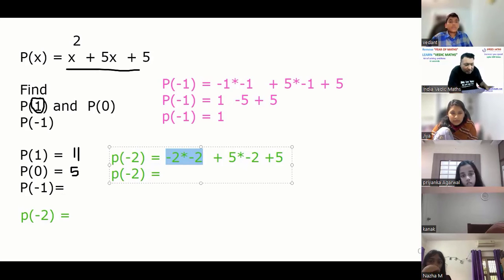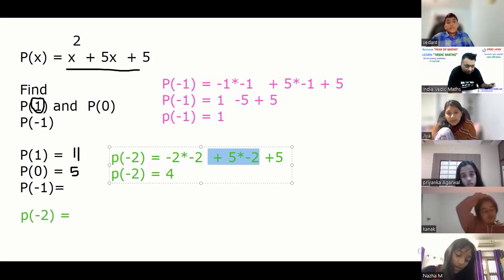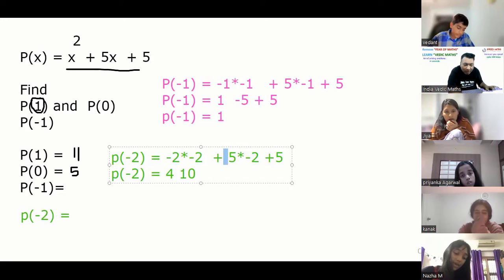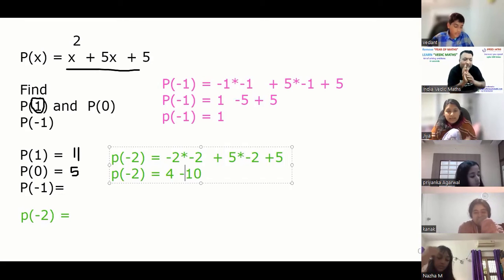First, you will tell me what is this. That would be -2 times -2. It is +4. Correct. So this part is done. And this part, 5 times -2. What is 5 times 2? 10. Negative or positive, who will decide? One is positive, one is negative. Both are different sign, so the answer has to be negative. Correct? Yes.